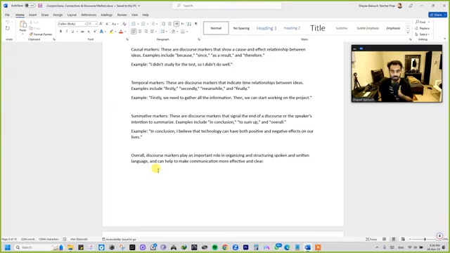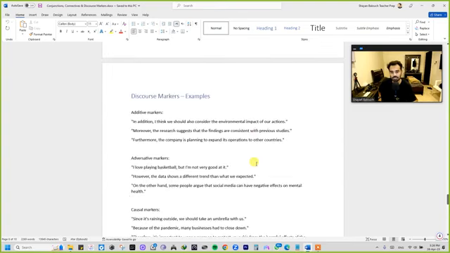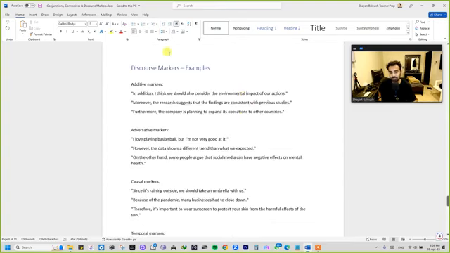For example, if I'm telling a story to someone, they can help me to add more good transitions from one topic to another. So overall, discourse markers play an important role in organizing, structuring spoken and written language, and can help to make communication more effective and clear. Very simple. So guys, here are some examples for you. You can pause the video and read it for yourself as well.